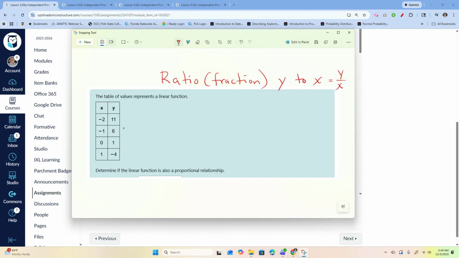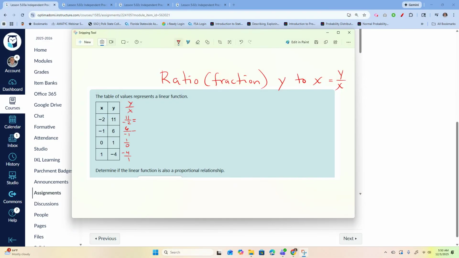Okay, so for example, let's go to the table here, and I'm going to do the fraction y over x. So I'm going to do 11 over negative 2. And each row, I'm going to do the same thing. See, I took the y of 11 and I put it over the x of negative 2. I'm going to do the same thing in the next row, 6 over negative 1. The next row, 1 over 0. The next row, negative 4 over 1.